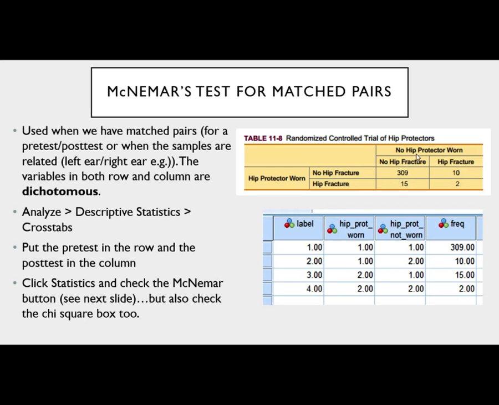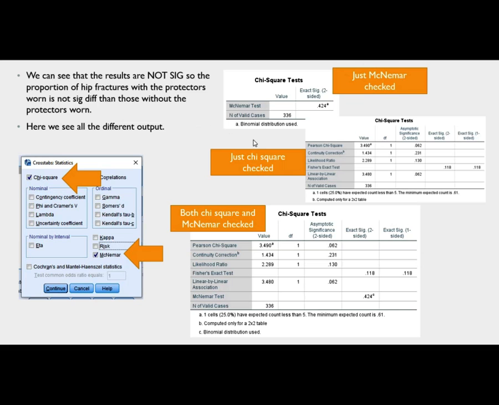Here we're looking at whether or not you wear a hip protector, and if you wear it, whether or not you have a fracture. So no hip fracture without the protector, and with the protector. And so we put those data in, we run the test, and we can see the results are not significant. So the proportion of hip fractures with the protectors worn is not significantly different than those without the protector worn. So we would start here. This is McNemar.